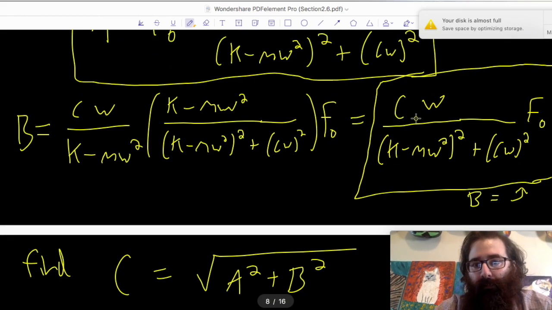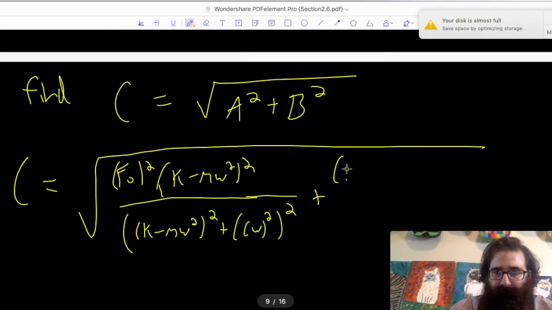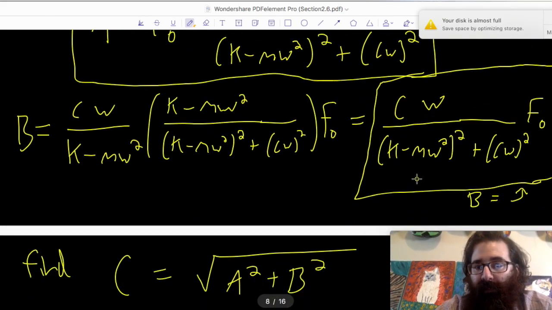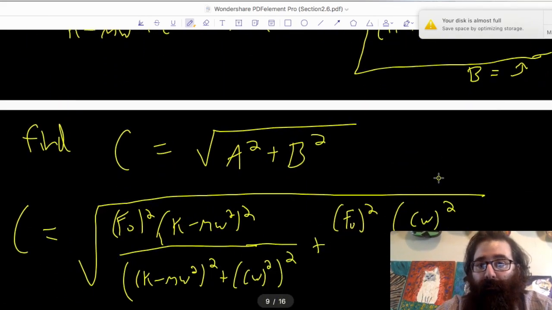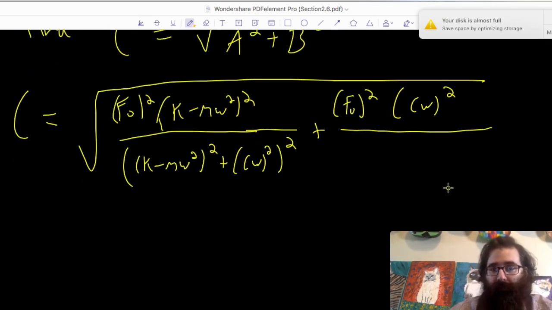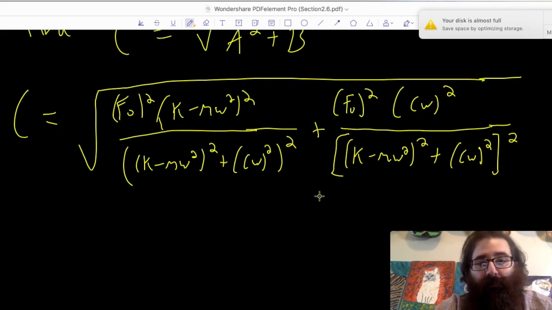What was b? Well, that's going to have another f sub 0 squared, and then we're going to have c omega being squared here, and then the bottom is the same, and I'm squaring it. So that should give me a common denominator at least, right? That's not so bad. Could be worse. That's (k minus m omega squared) quantity squared plus (c omega) quantity squared, and all of this is a quantity that is going to be squared. Yeah, that's what I got. These are like fractions. Thank goodness.